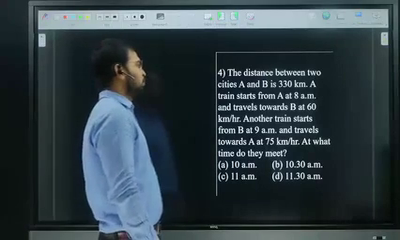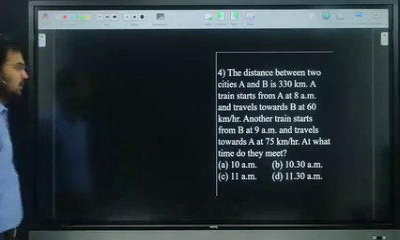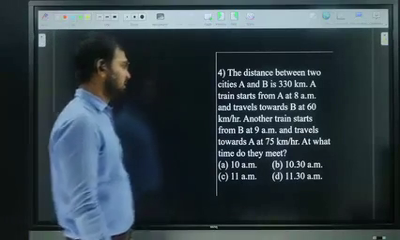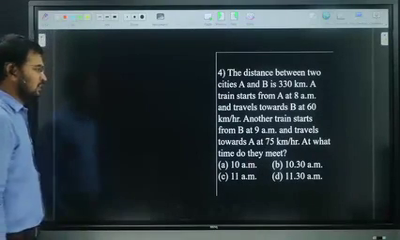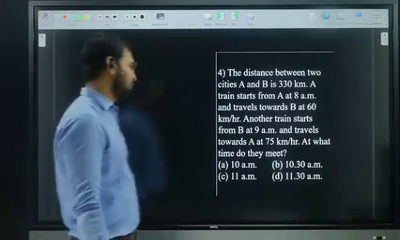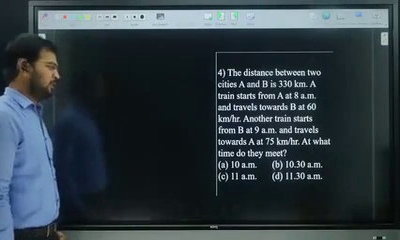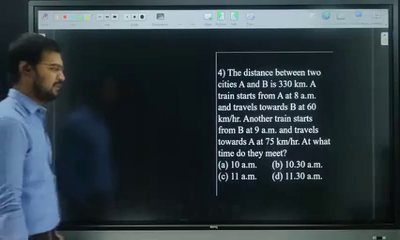The distance between the two cities A and B is 330 kilometers. A train starts at 8 a.m. and travels towards B at 60 km per hour. Another train starts from B at 9 a.m. and travels towards A at 75 km per hour. At what time do they meet? Just try to solve yourself. What is the answer for this one?